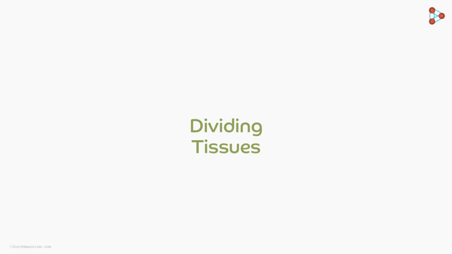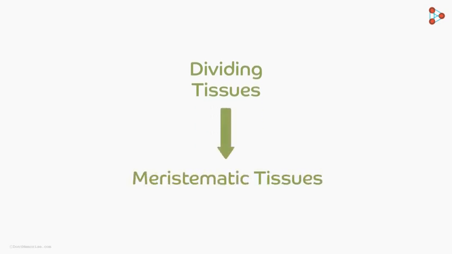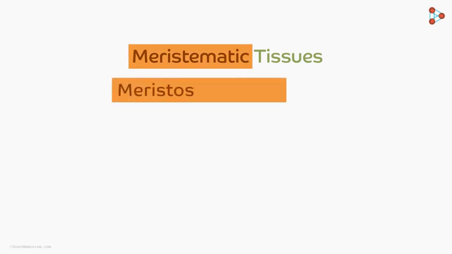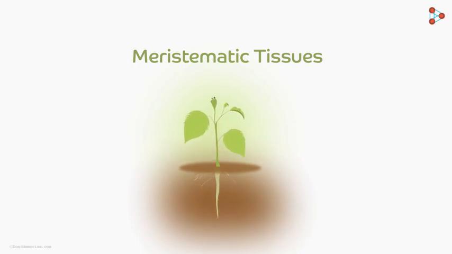The dividing tissues in plants are known as the meristematic tissues. Where does the word meristematic come from? It comes from the Greek word meristos, meaning divided. Well, the main function of this tissue is to divide and help the plant grow. So where do you think you will find this tissue?